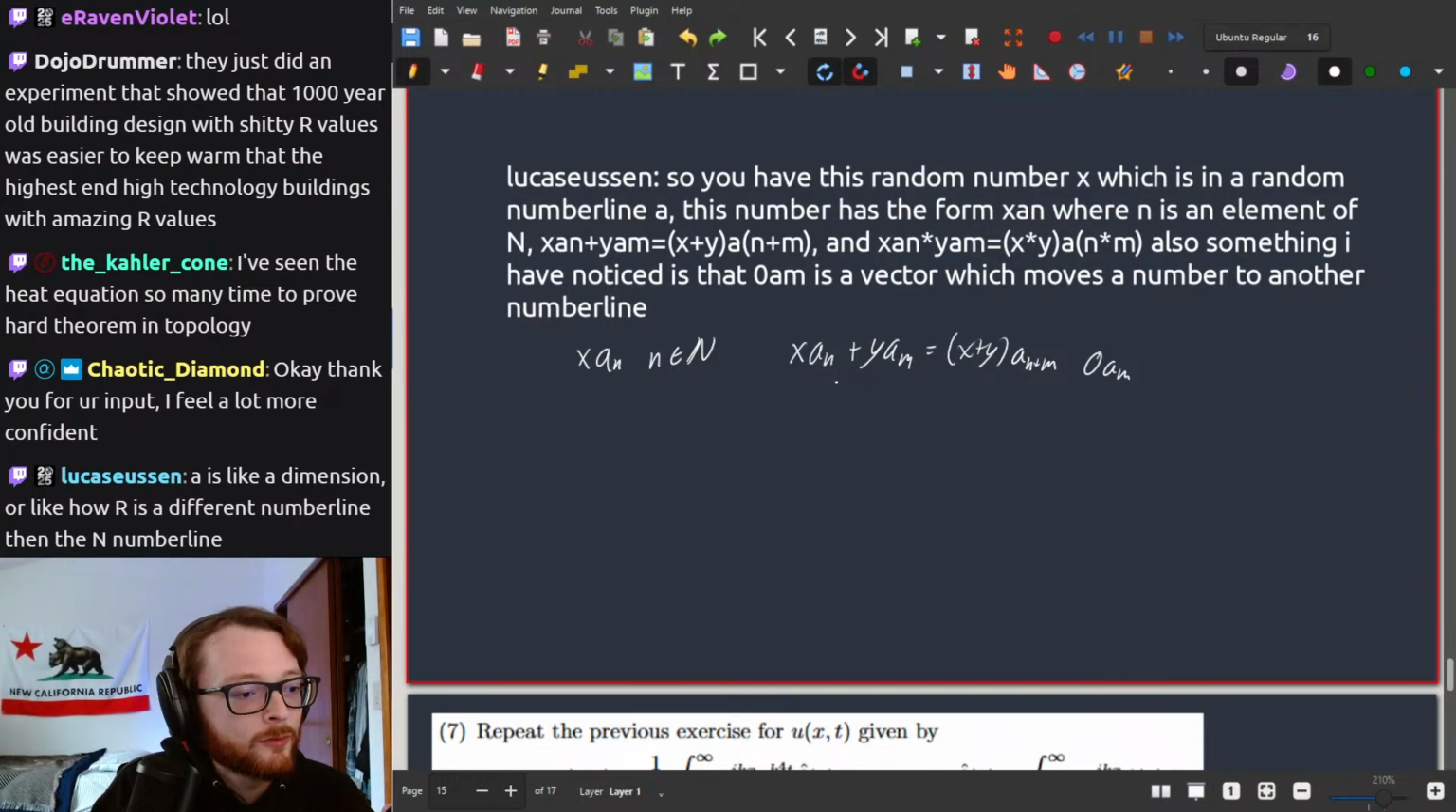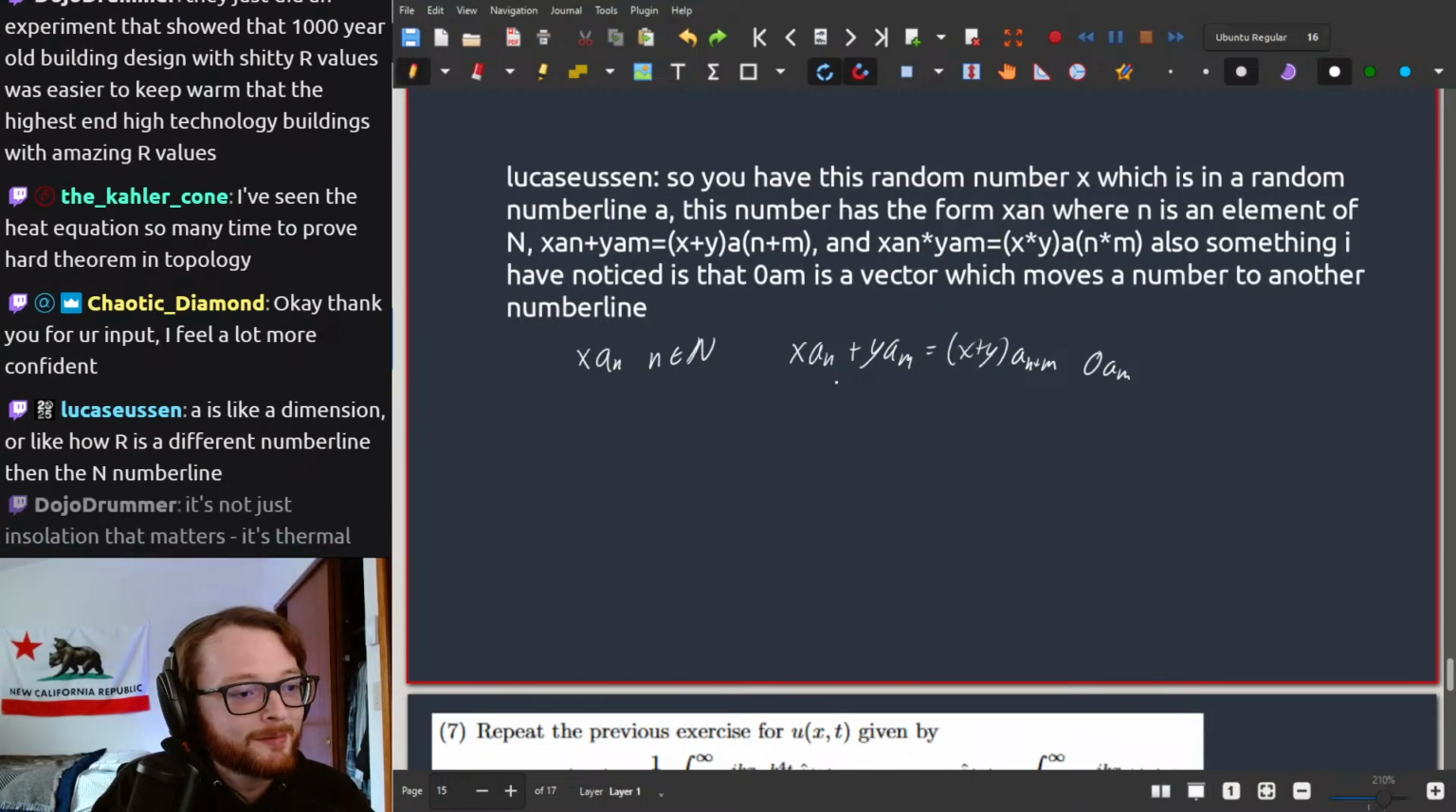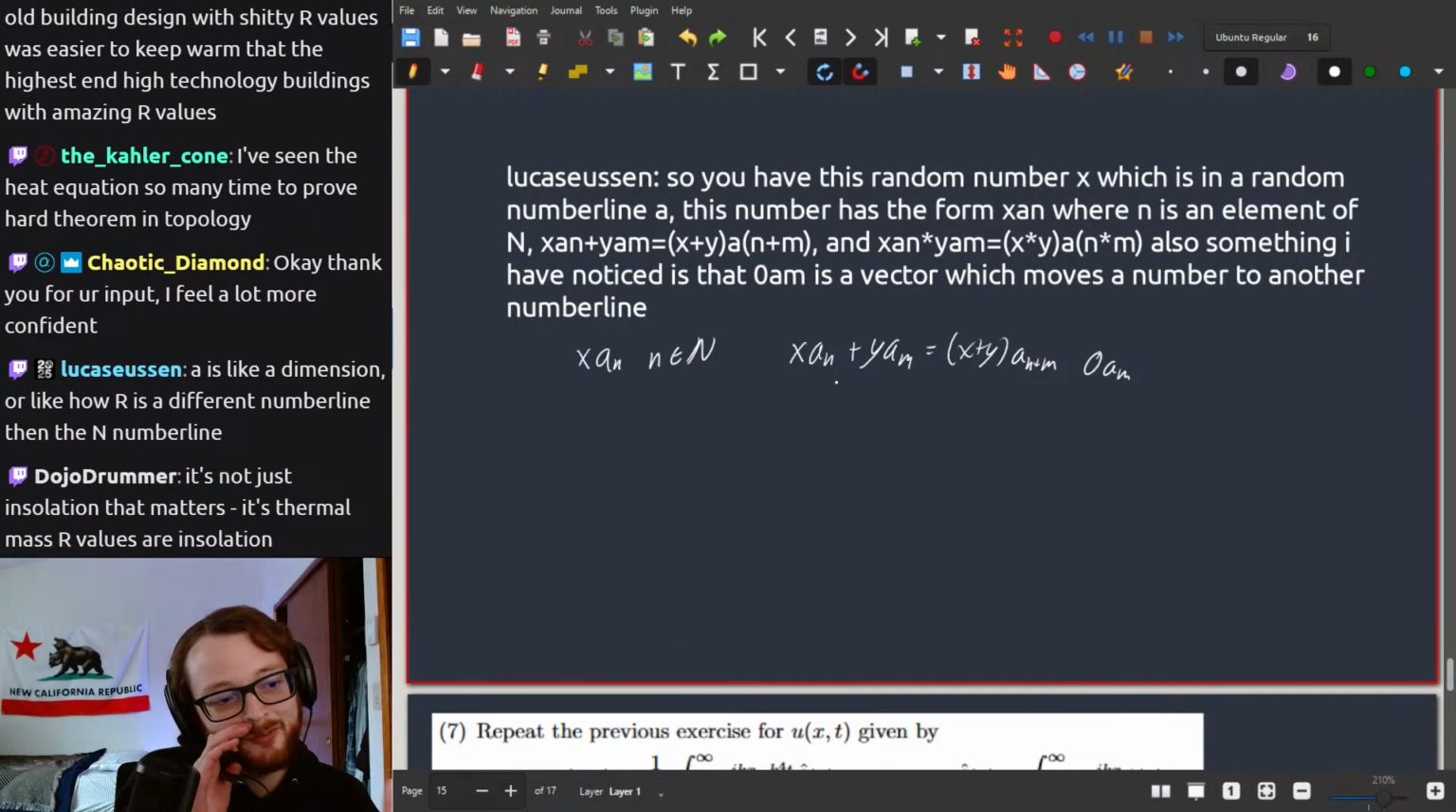Seen the heat equation so many times to prove hard theorem in topology? Really? I can kind of see that, where it's like deforming your initial condition into a flat surface. Oh yeah, chaotic diamond. Like, I remember looking at the questions that you've worked on before. I think you're gonna be fine.